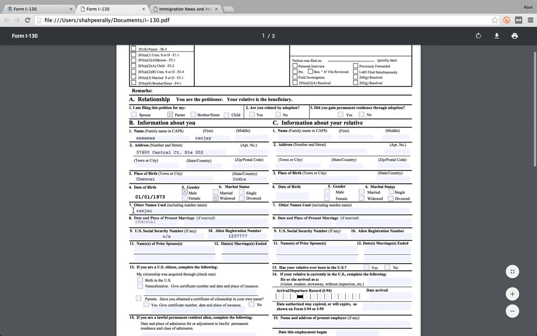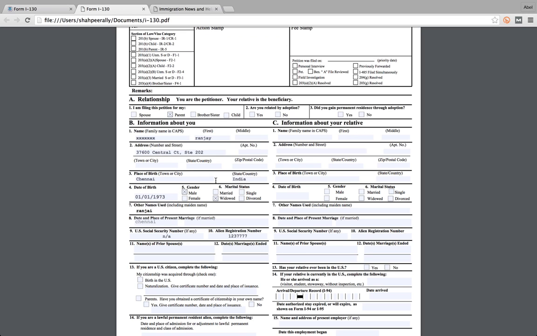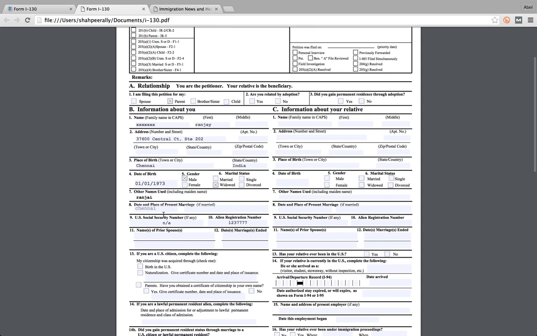And here, this is a part where people get confused. Other names used. Oftentimes, when cases were done previously, many times there were misspellings. So, for example, Ranjai here has been misspelled maybe in some documents as Ranjai. So you might want to mention it here. And if there are more, you might want to add a paper and explain that. Place of birth, of course, you put your place of marriage.